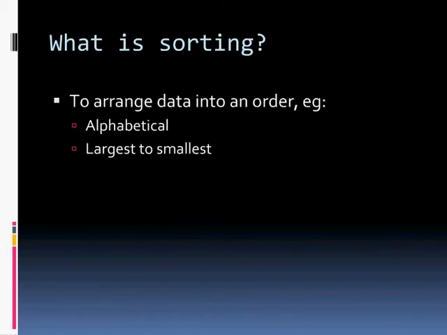So what is sorting? To sort data means to arrange the data into an order. It could be arranging the data in alphabetical order, for example, arranging records so that the earthquake locations are in alphabetical order. It could also be arranging data from the largest to smallest number, such as arranging the records from the highest Richter scale measurement to the lowest Richter scale measurement.